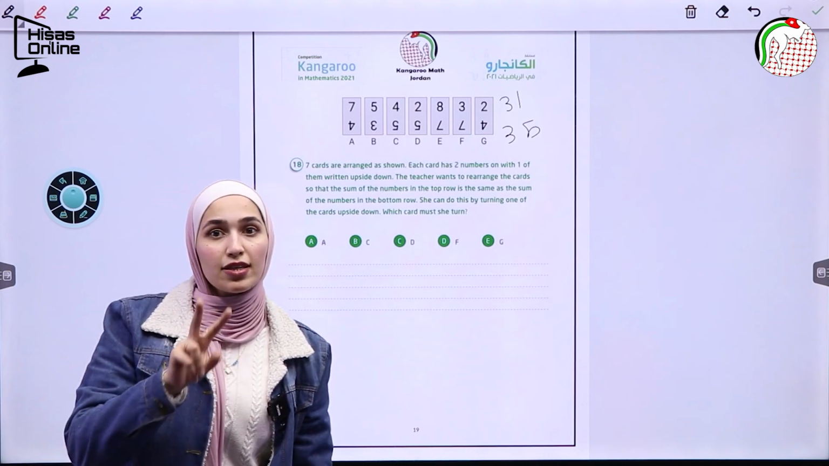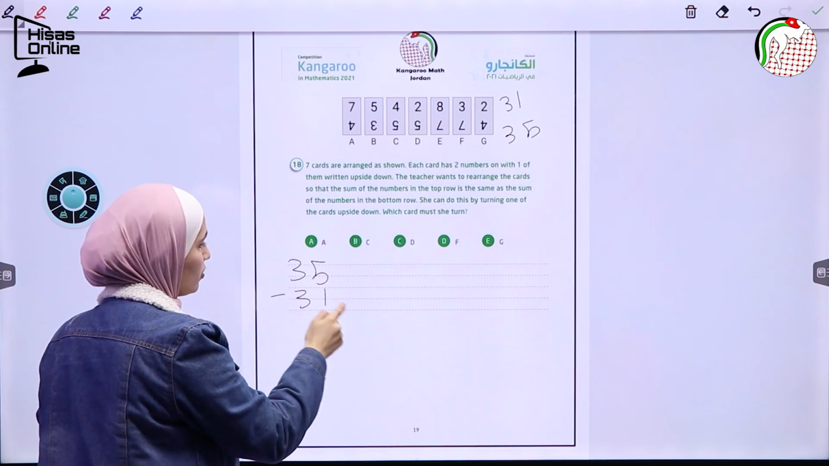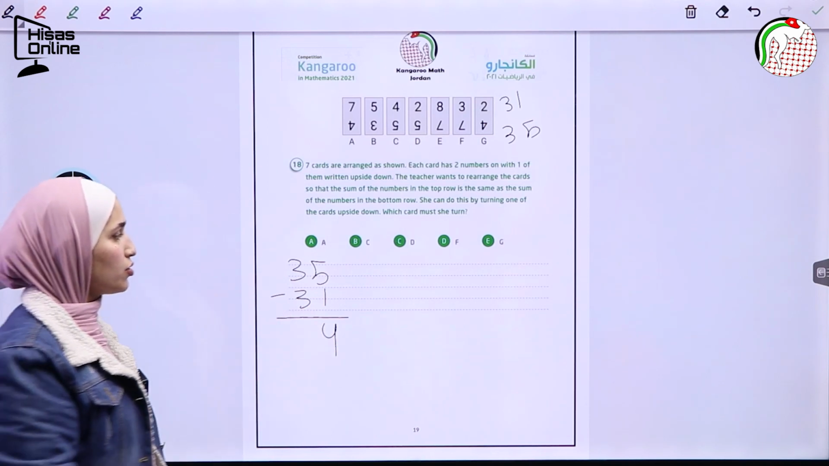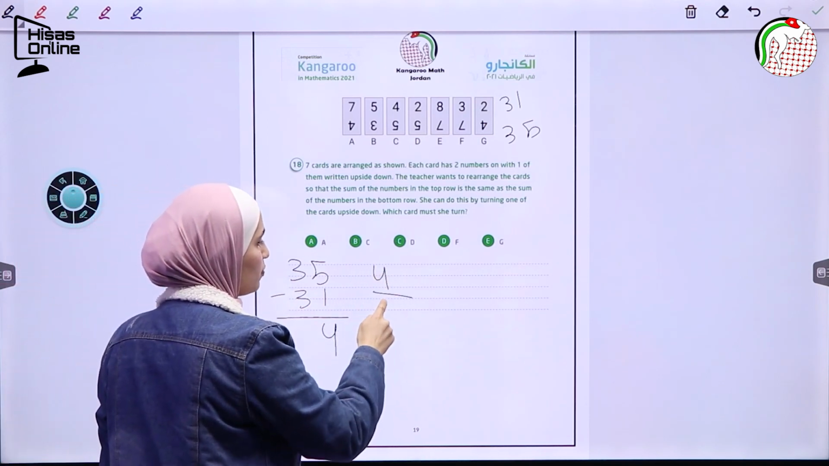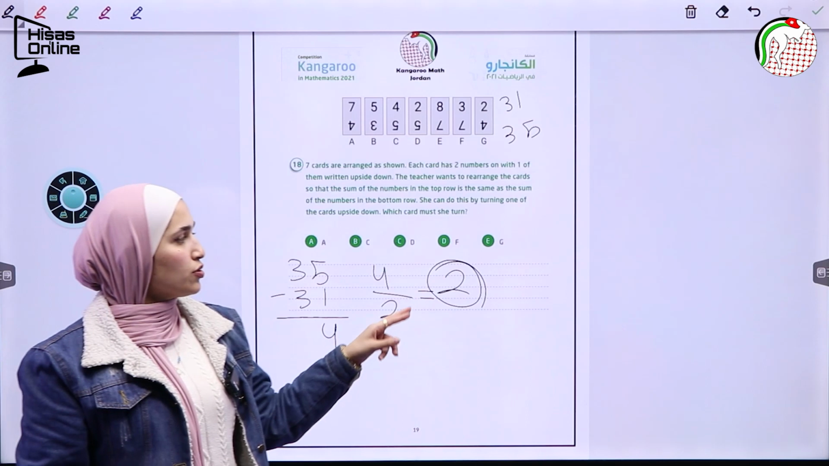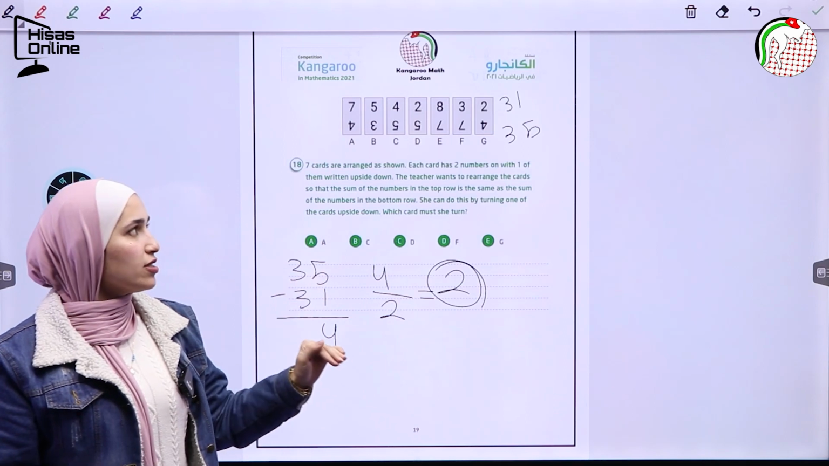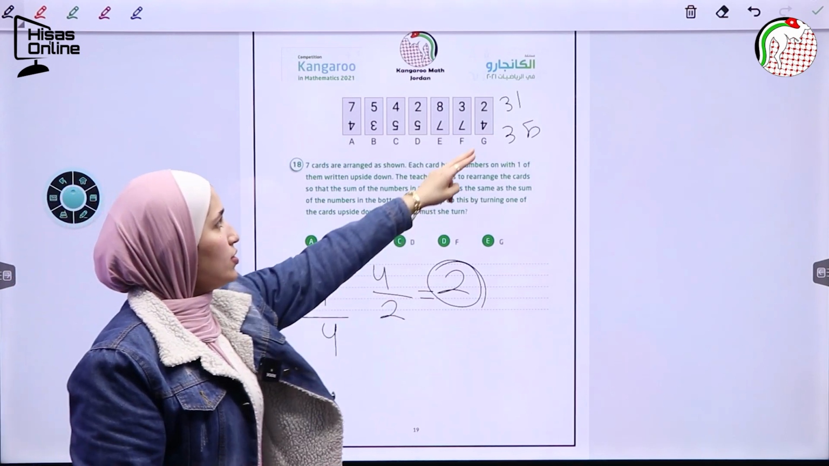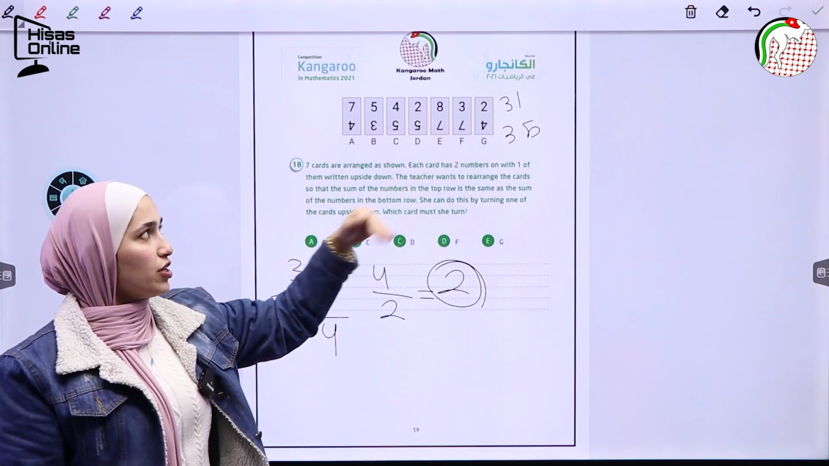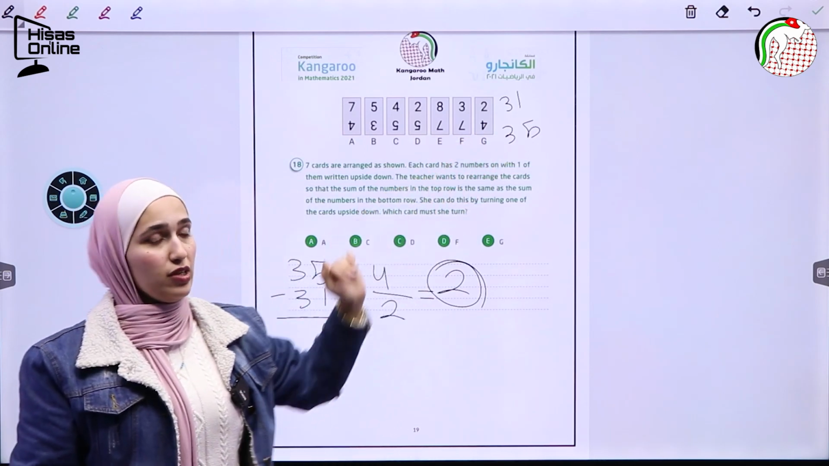Now I'd say the second step is to find the difference between them. 35 minus 31 equals 4. Now let's divide the difference by 2 because there are two rows. 4 divided by 2 equals 2. So one of the rows you should increase by 2, and one of the rows you should decrease by 2. So as you see here, this one you should increase by 2, 31, and it will be 33, and 35 if you decrease it by 2, it will be 33.